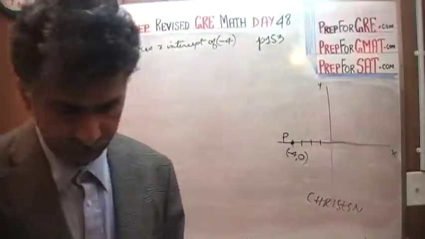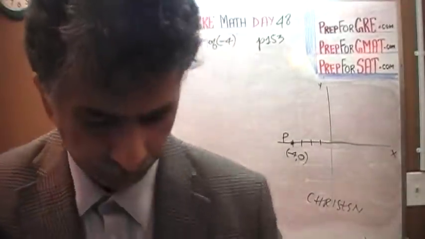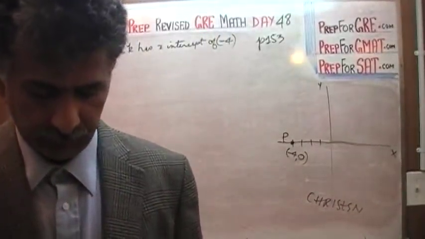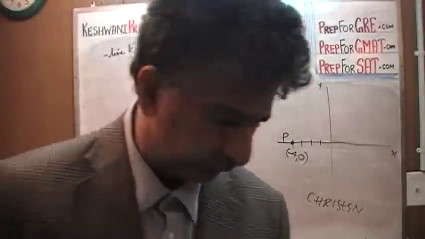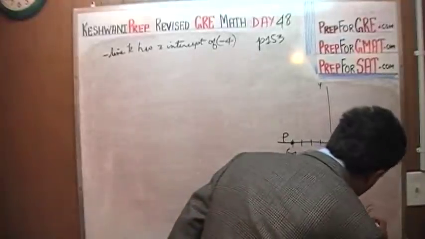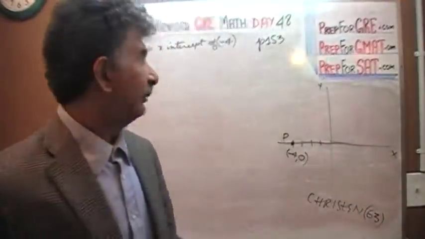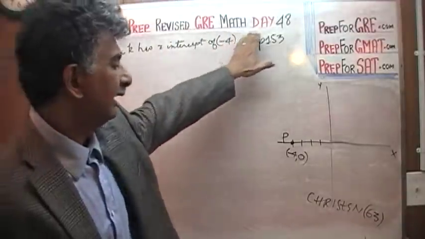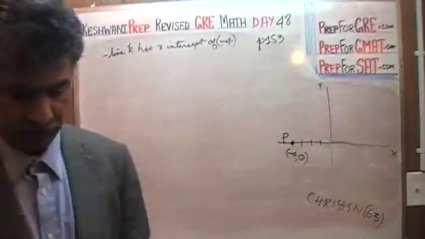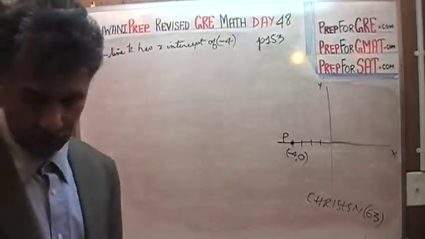Christen means to give something or somebody a name. We just gave it a name so that it's easier for us to discuss it. Christen. Just type in vocabulary instead of revised GRE math, type in vocabulary day 63 and you will learn this word christen. We're calling it point P.